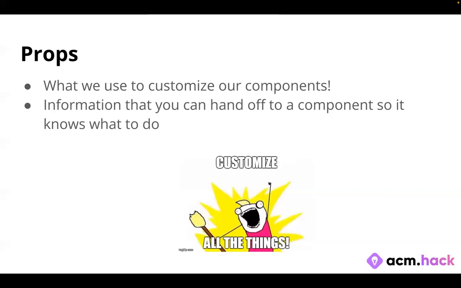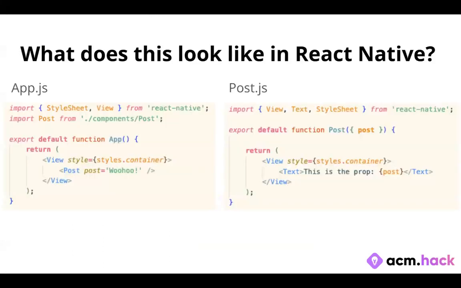And props are basically information that you can hand off to a component so it knows what to do. For those of you that know what parameters are in functions, I don't know if CS31 teaches them. I think CS32 will at some point if they haven't yet. But parameters are just something you pass into a function when you call it. So if you don't know what a parameter is, that's also okay.